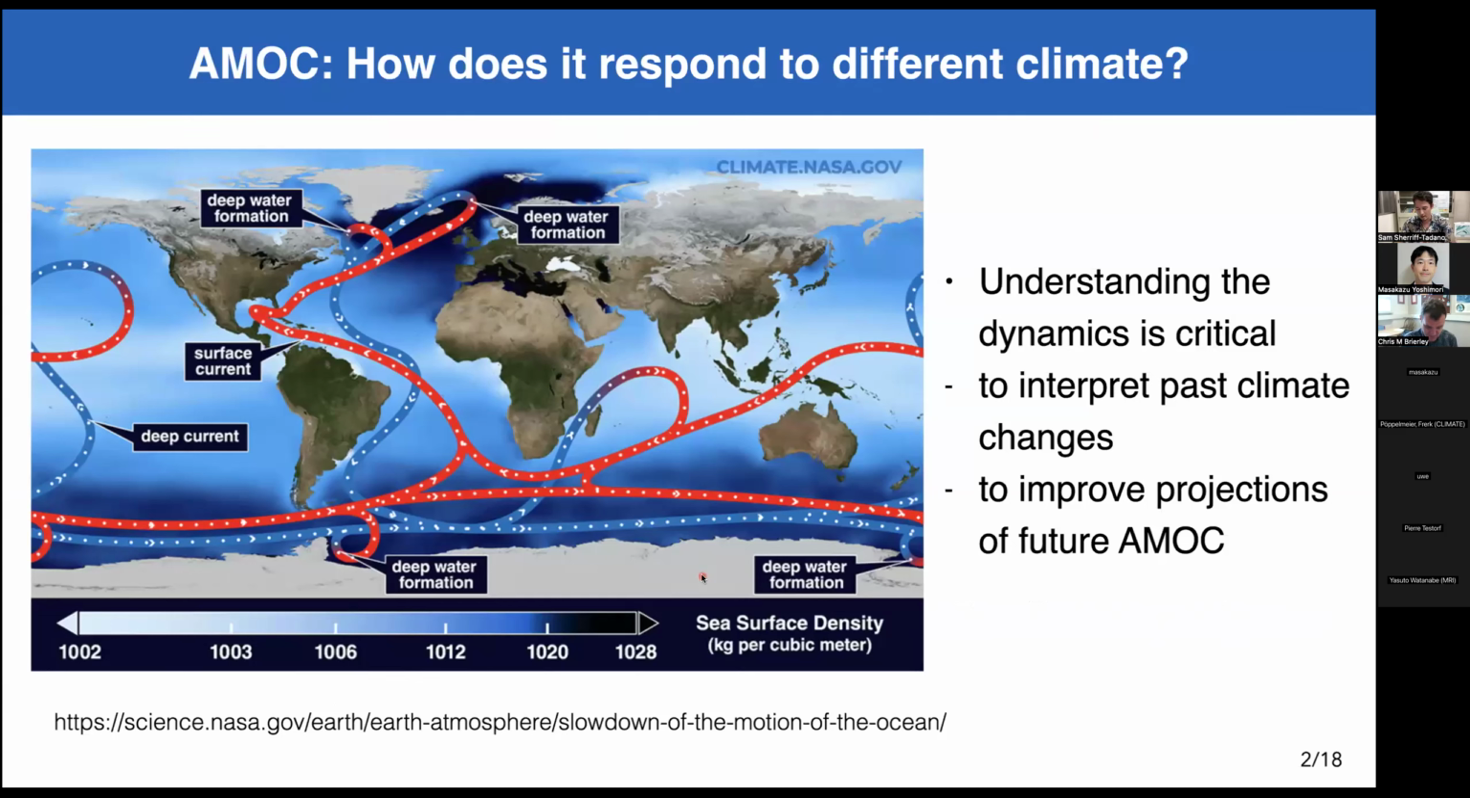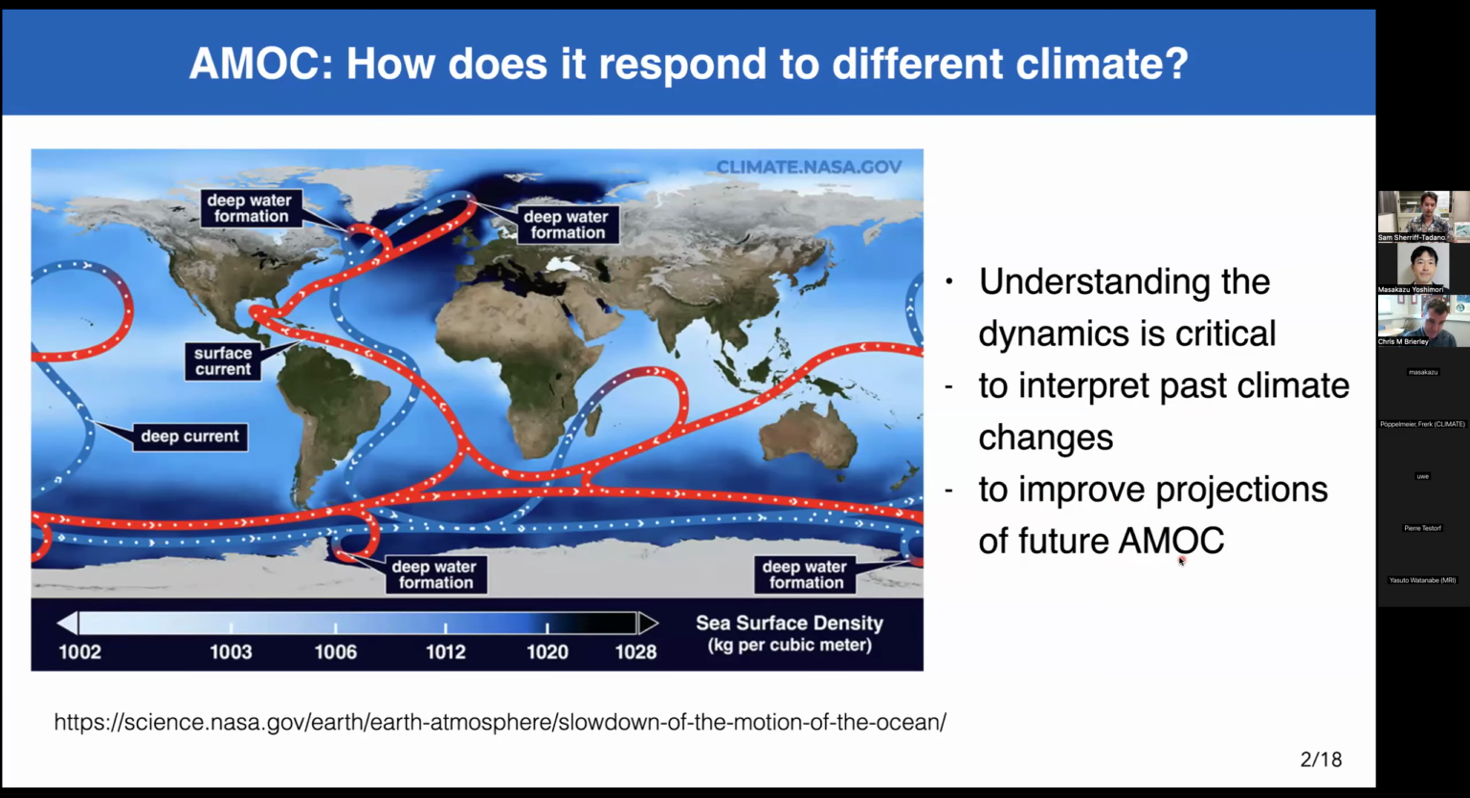Okay. So the AMOC is a very important component of the climate system, and it is considered to respond to a different climate state. Understanding the dynamics of the AMOC changes in response to modification of the background climate is very important to interpret the cause of past climate changes, as well as to improve the projections of the future AMOC. And in doing this, we think there are quite a few ways.